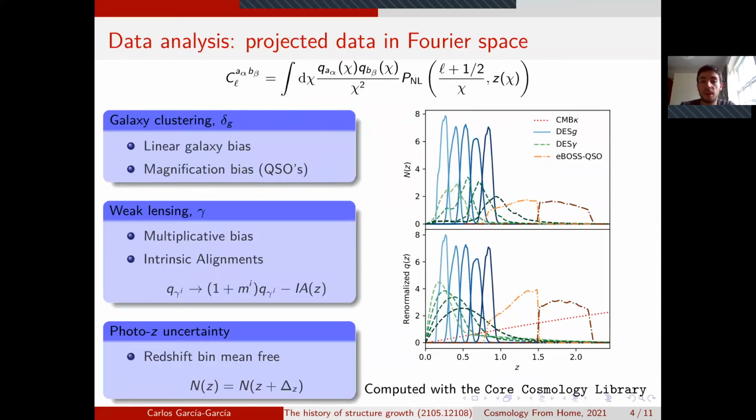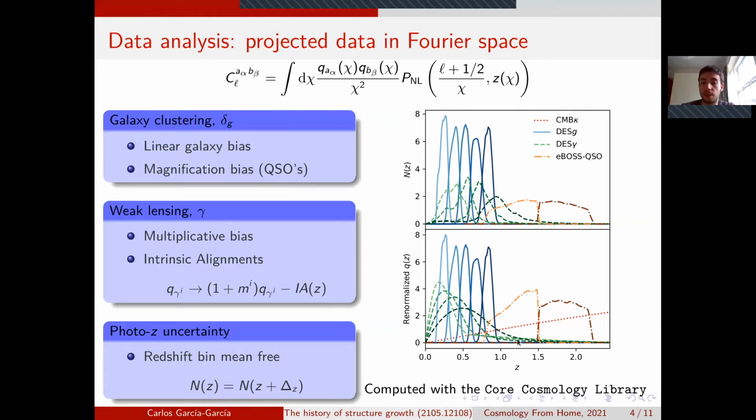So we will be working with projected data on the sphere of the sky and in Fourier space. So we will be working with the angular power spectra of 2 tracers that we call A and B. That is related to the 3D power spectra with this integral along the line of sight, where the q's are the kernels, different weights that we give depending on the kind of tracers that we are correlating.